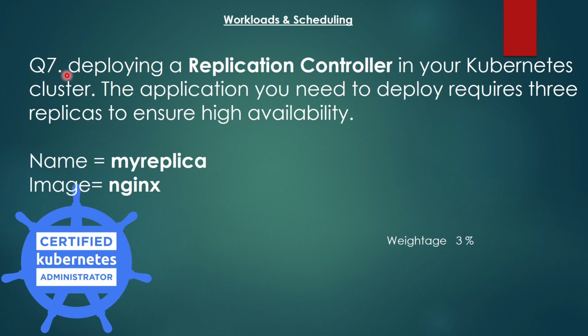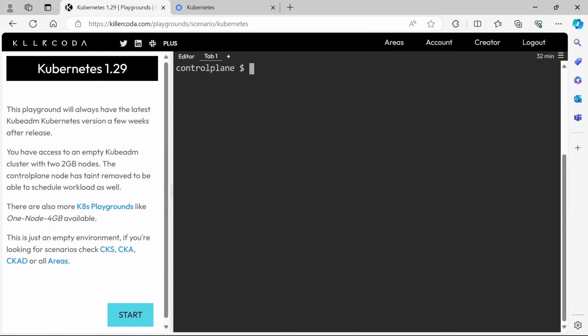The next question is to deploy a replication controller in your cluster. This application needs 3 replicas to ensure high availability. The name should be My Replica, and the image should be Nginx. Let's go to the cluster. This time we can take the help directly from the documentation.